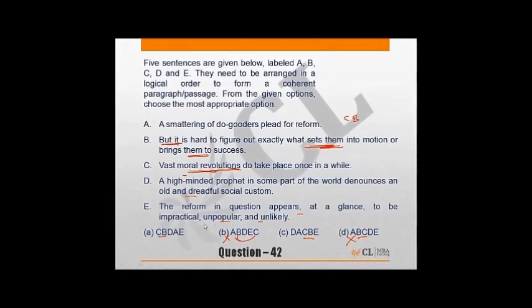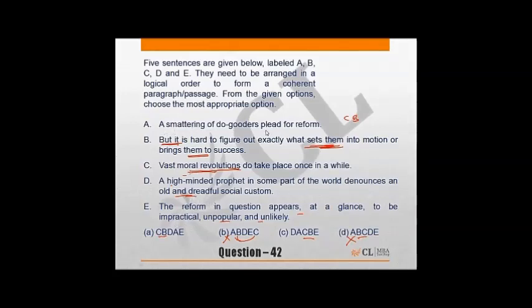Okay, CB. Let's see. Vast moral revolution. What, a high-minded prophet in some part of the world denounces an old and dreadful custom. Okay, E, the reform in question. E cannot come up. E should come after D actually. E cannot come before D because a high-minded prophet denounces an old and dreadful social custom.